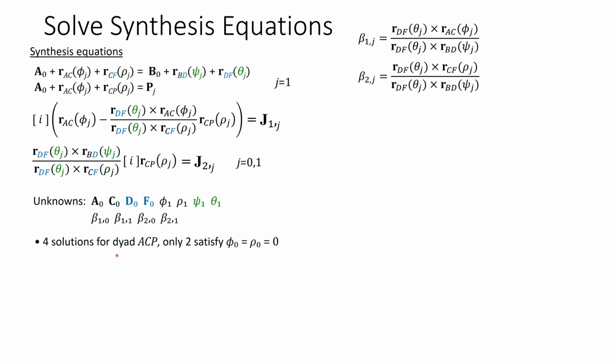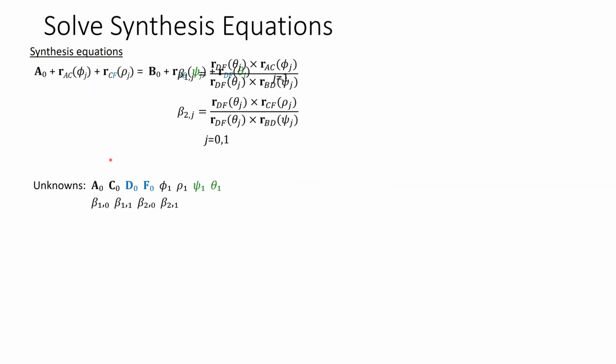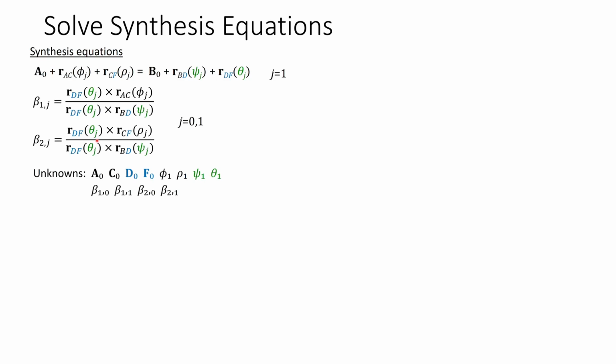At this point, we have four solutions for dyad ACP, but only two of these solutions had zero angles in the reference configuration. The solutions that did not have zero angles in the reference configuration indicate the same dyads but measured from some other reference, and hence they are discarded. We've exhausted the useful information in these three synthesis equations, so we discard these as well, and instead make use of our beta equations going forward in the synthesis solution process.